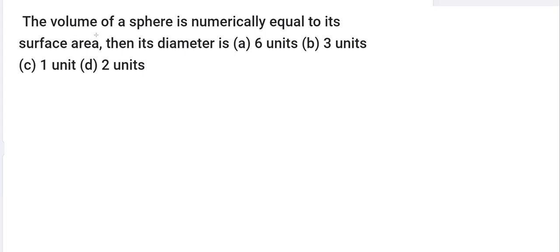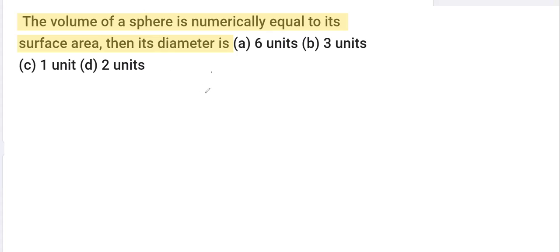In this video, I'll solve some MCQs that are based on surface area and volume, class 9. The first question says that the volume of a sphere is numerically equal to its surface area, then the diameter is. So what we need to do is to write the formula of the volume of a sphere.